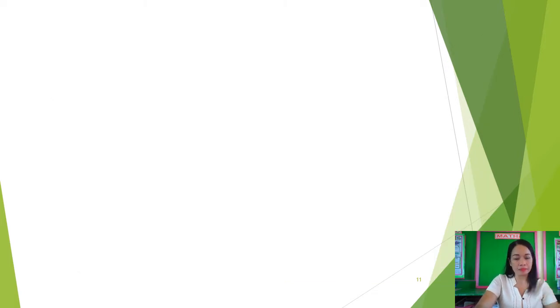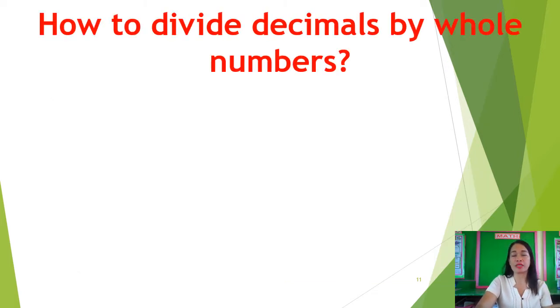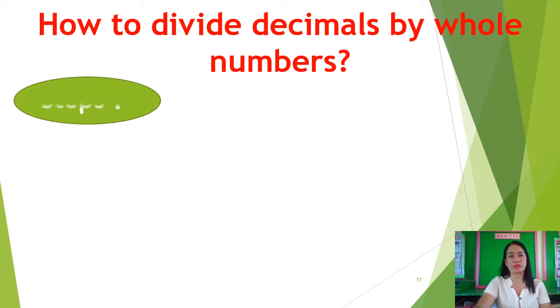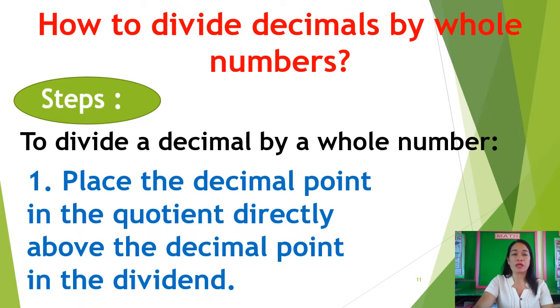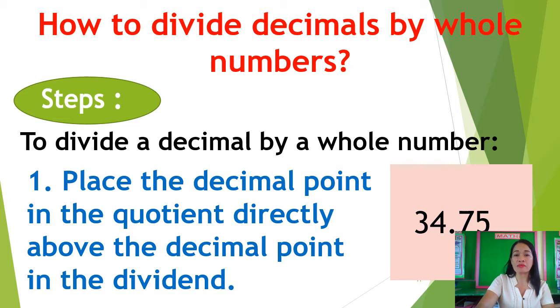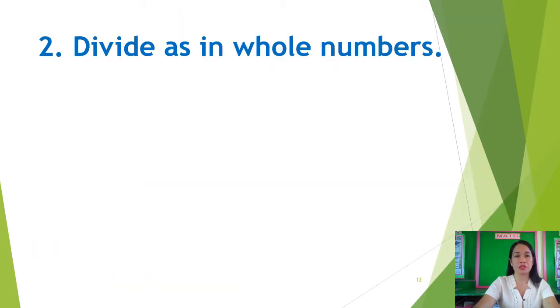Next, how to divide decimals by whole numbers. So here are some steps. To divide the decimal by a whole number, number 1, place the decimal point in the quotient directly above the decimal point in the dividend, like this one. Number 2, divide as in whole numbers.